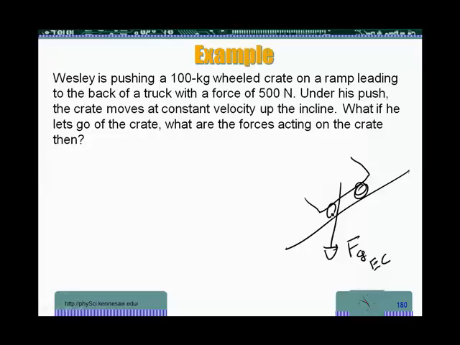What's the second force acting on the crate? It's the normal force that the ramp exerts on the crate. So that's going to be perpendicular to the ramp, Fn ramp on crate. These are the forces acting on the crate, the only two forces acting on the crate. Now, by telling us it is wheeled, they are telling us to ignore friction. That's what they are trying to tell us there.